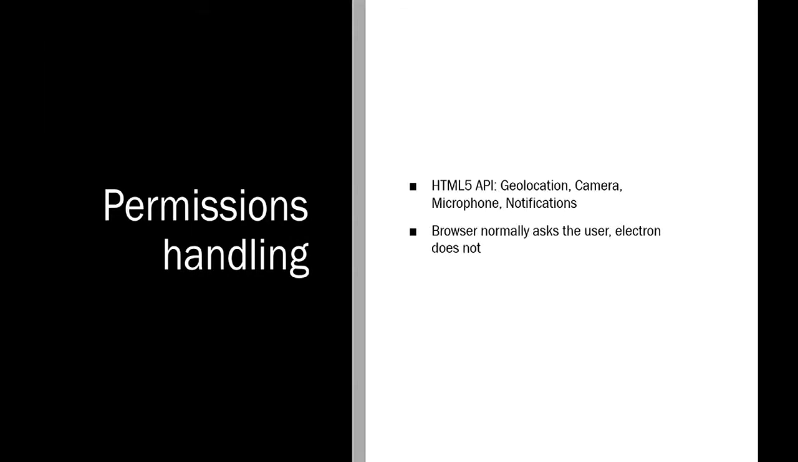And yeah, the next one is permissions handling. So when it comes to permissions, so you cut off Node.js, right? Which is great, fantastic. But there's still stuff that Chromium gives access to on your local machine. I'm mostly talking about HTML5 APIs, for instance. You've got geolocation, camera, microphone, notifications, this sort of thing, right? So the browsers would normally ask the user. Electron doesn't.